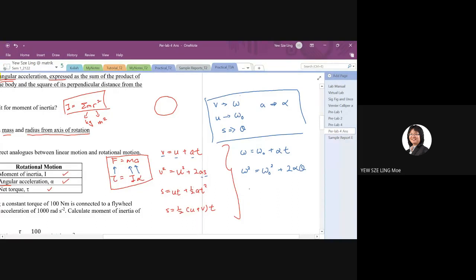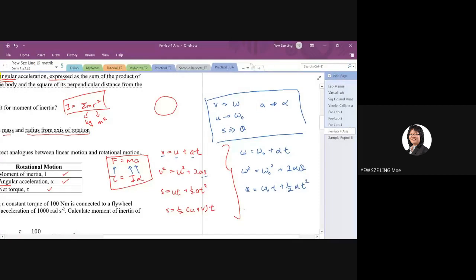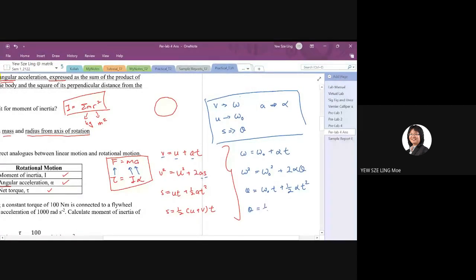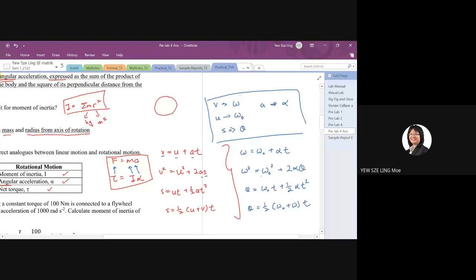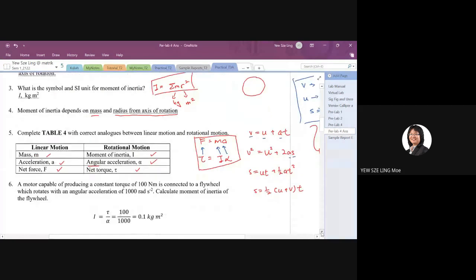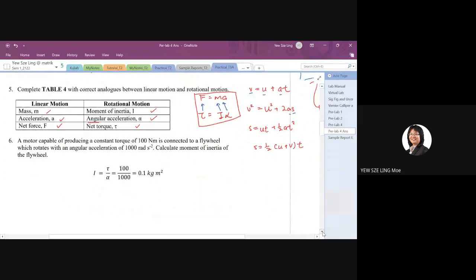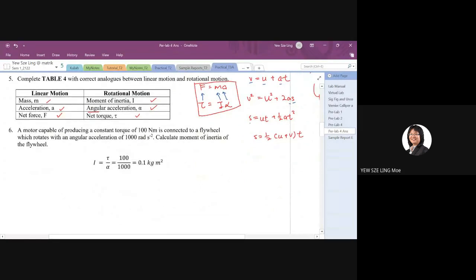The next equation: theta equals omega naught t plus 1/2 alpha t squared. The last one: theta equals 1/2 (omega naught plus omega) t. These are things you have learned in Chapter 2. That's why I gave you the video already in the lecture, so you can go through it now. The only difference is just the symbols, and a few new things, for example, equilibrium in rotational motion. So you can watch the video when you are free.